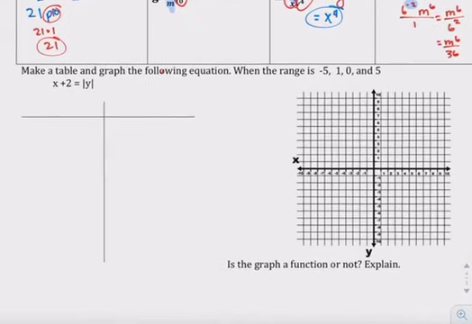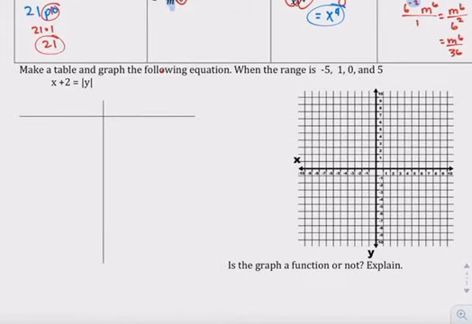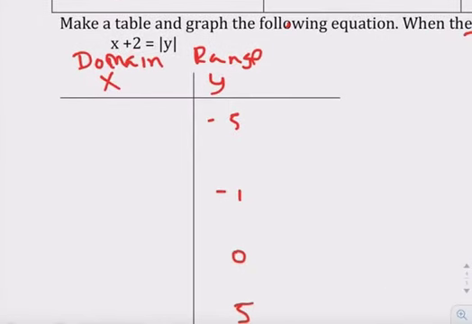Okay, here, make a table and graph the following equation when the range is the following. Range, remember, is the y. Range is the y. So we got y. You substitute here. Here's the input, output, domain, and range. We got the range of -5, -1, 0, 5. We need to find the domain, the x. So the range is 5, so you got x plus 2 equals the absolute value of y. That's the problem given here.